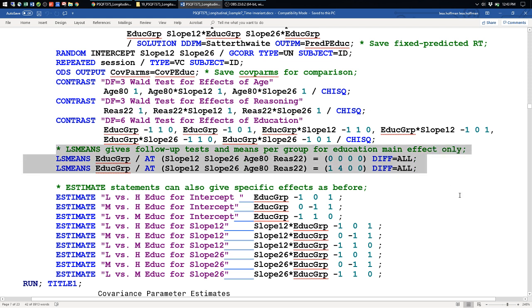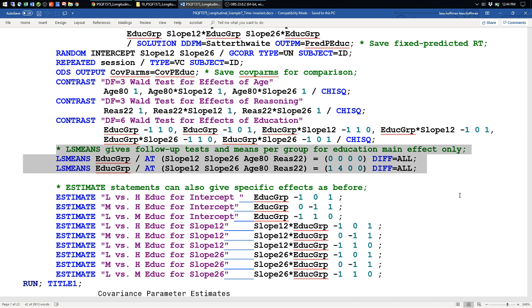LS means gives you adjusted means or conditional means for each group. And I am holding the covariates constant at the levels at which I want to condition on. So the first line, by putting zeros everywhere, I am saying I want the education group means at the first occasion, because that's when slope 1, 2 is 0, and that's when slope 2, 6 is 0. And I want them for my reference person with respect to the other covariates, an 80-year-old with average reasoning. And then diff equals all is going to give me the pairwise differences between those 3 adjusted means.